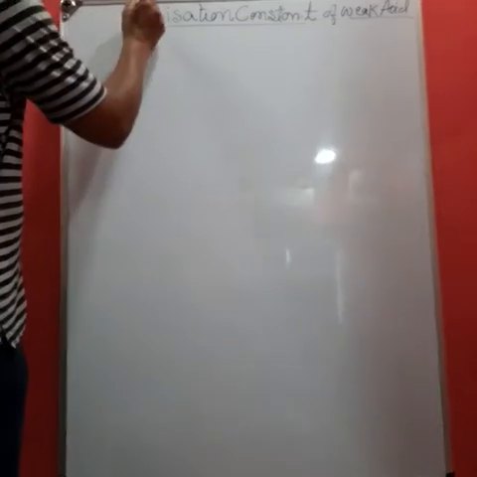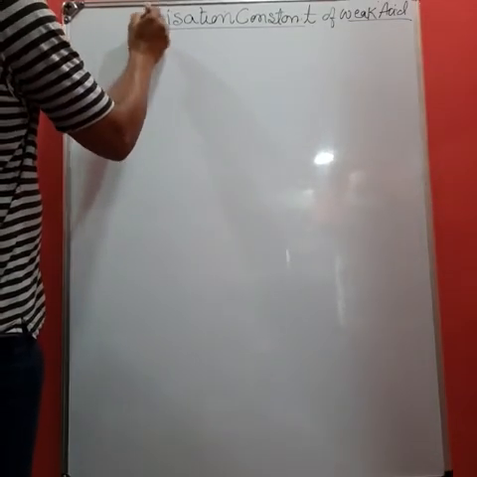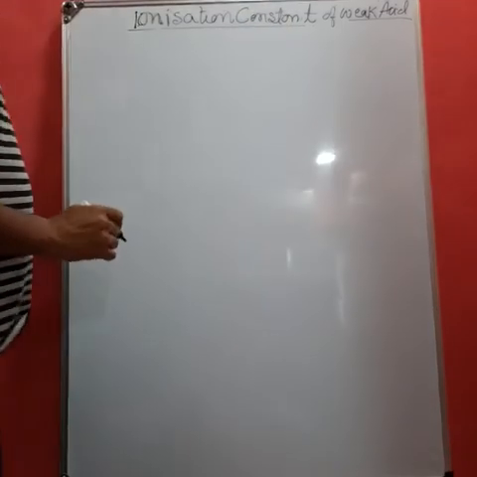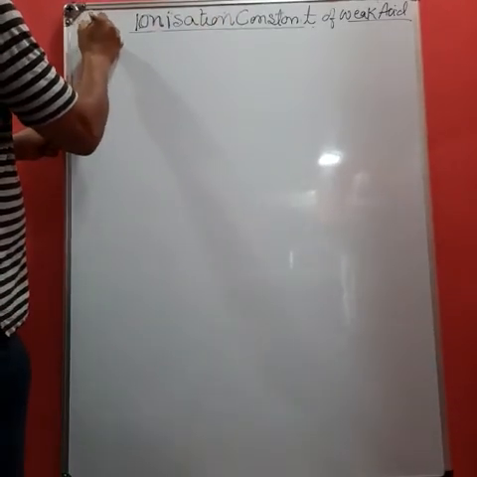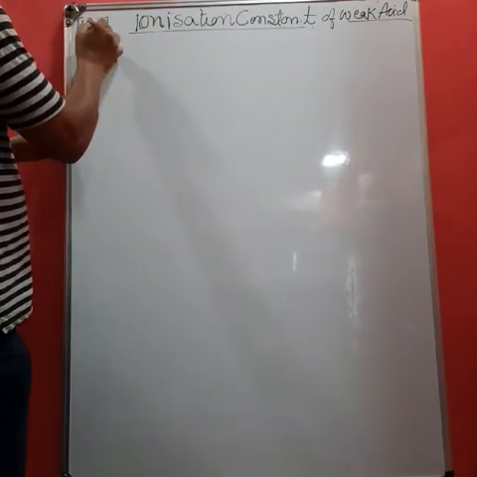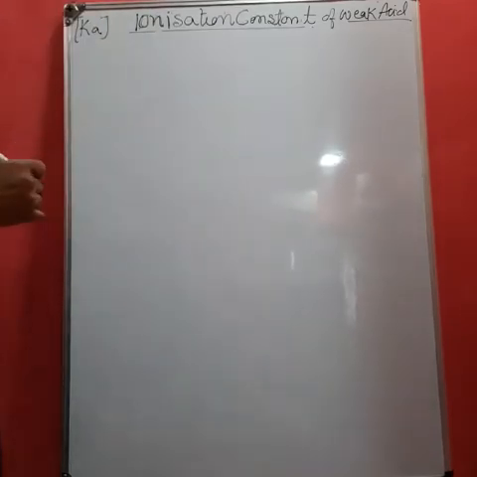Yes, student. Next one is the ionization constant of weak acid. Okay, we can simply call it what? Ionization of weak acid, denoted by Ka.